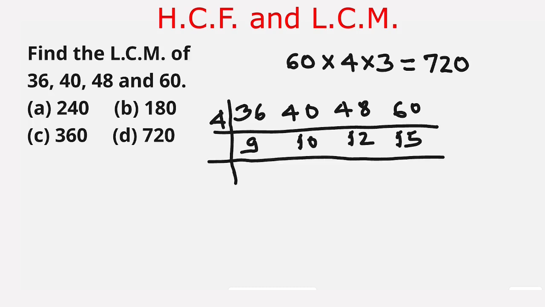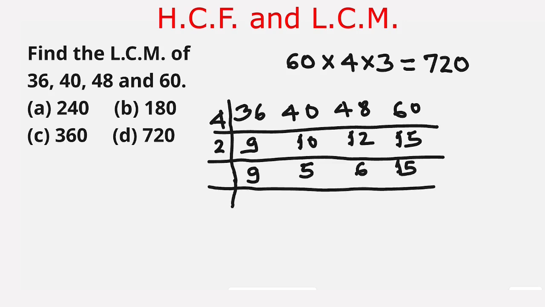Now there are two more numbers divisible by 2. We write 9 as it is because it's not divisible by 2. 2 divides 10 for 5 times, 12 for 6 times, and we write 15 as it is, as it's not divisible by 2. Now we divide by 3.